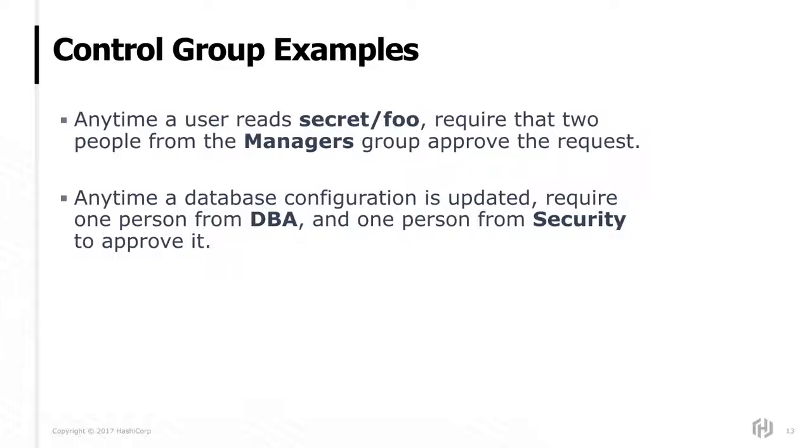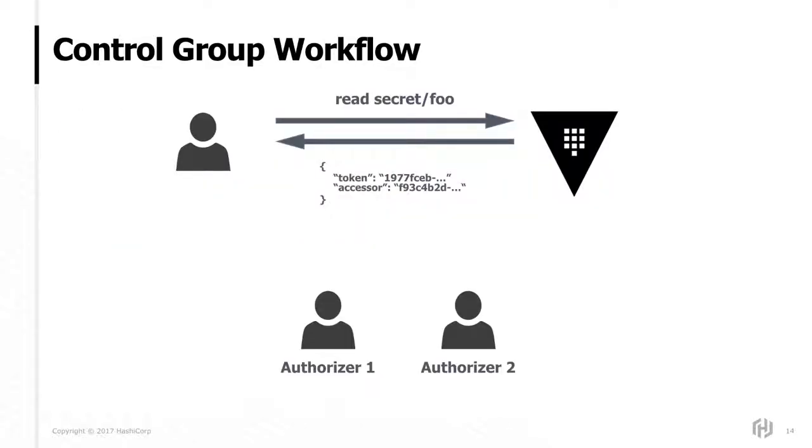So some examples of what you can do with control groups: say something like, anytime a user reads the secret foo, require that 2 people from the managers group approve this request. It can also be done on write requests. So you can say, anytime a database configuration is updated, require that 1 person from the DBA group and 1 person from the security group approve it.